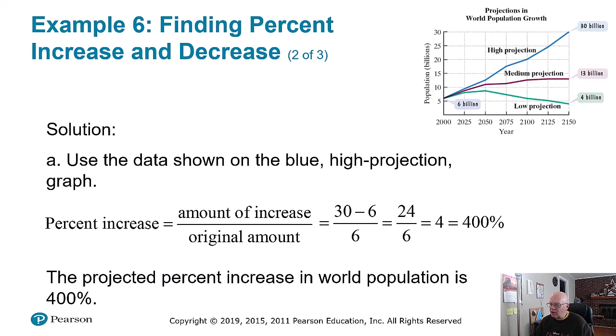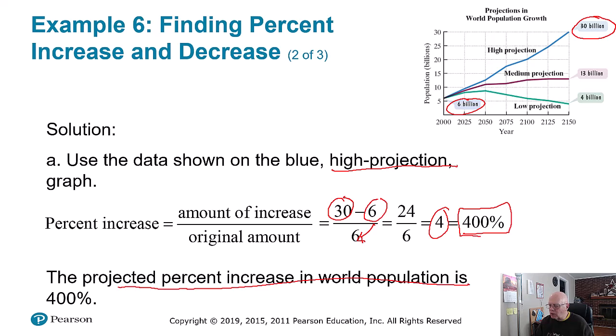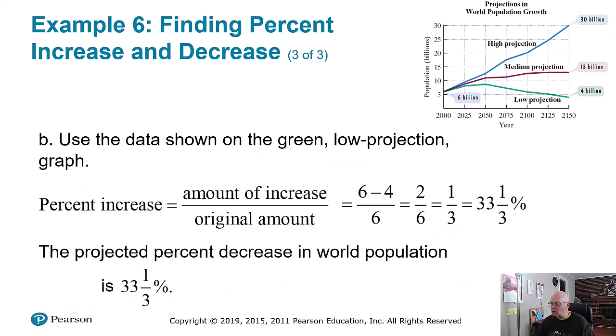So there's our first calculation, and I put the chart up here again, so you can look at that again. This was for the high projection, which means we went to 30 billion, that goes here, from the 6 billion, which goes here, and on the bottom. Do the arithmetic, you get 4, change that to a percent, there's your answer. The projected percent increase of the world population from 2000 to 2150 is 400%.